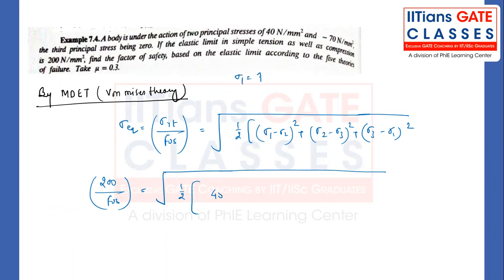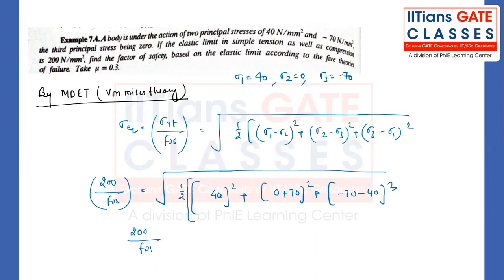Half of, sigma 1 is 40, sigma 2 is 0, sigma 3 is minus 70. So 40 whole square plus (0 plus 70) whole square plus (minus 70 minus 40) whole square. So 200 divided by factor of safety. What will you get? 40 square plus 70 square plus 110 square, 9300 you will get. Then the factor of safety would be 2.07.